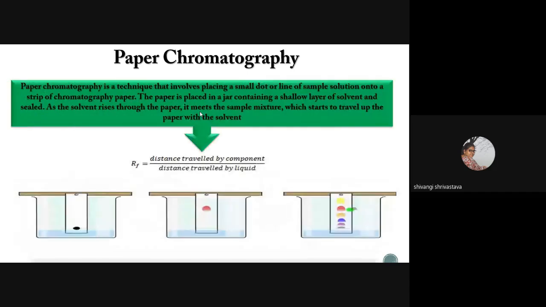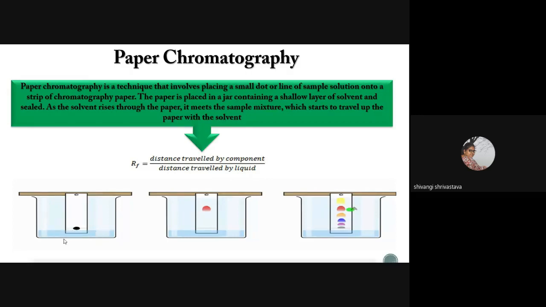Wait, I'll discuss with the diagram. In paper chromatography, you take a paper, that is chromatographic paper, or you can say a filter paper. Here is the solvent, and this jar is sealed. Before sealing this jar, you add the mixture that you want to purify. That is basically used for pigment collection.